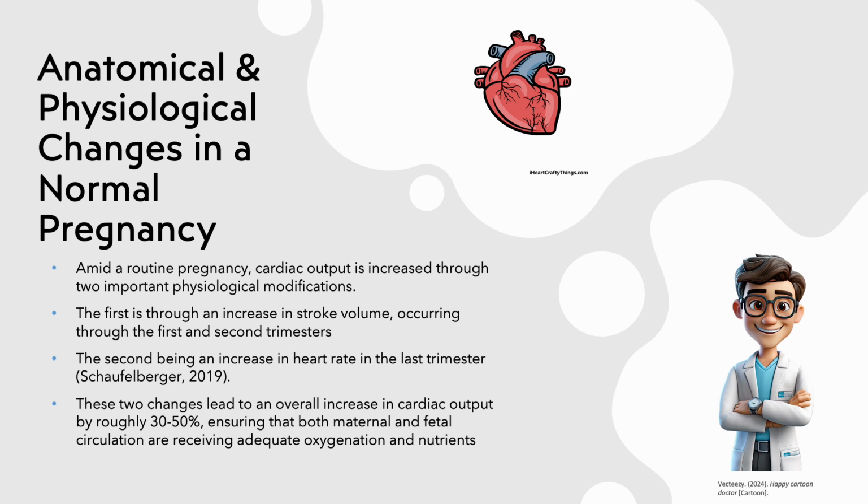And so when we talk about cardiac output, those two things that make up cardiac output are going to be your heart rate and your stroke volume. So the first thing that's going to occur is there's going to be this increase in stroke volume, and that's going to occur in your first and second trimesters. And then additionally to that, you're going to have an increase in heart rate, which is going to occur in your last trimester. Those two changes are then going to overall increase your cardiac output by roughly 30 to 50%.